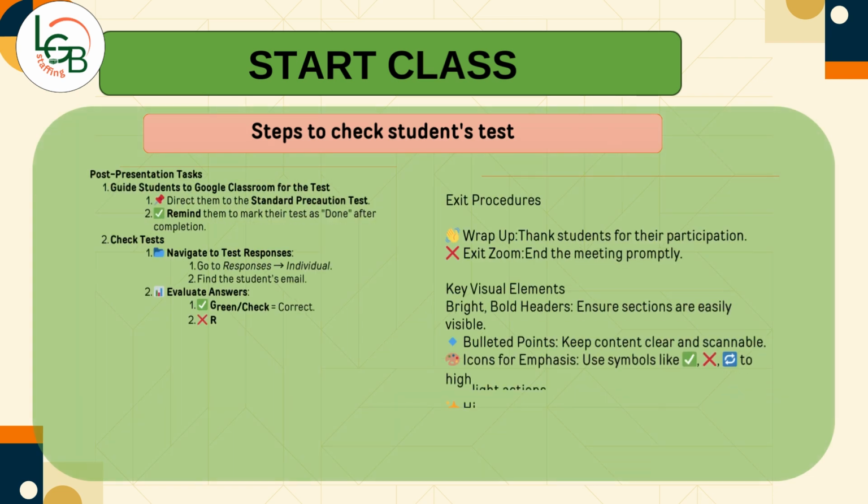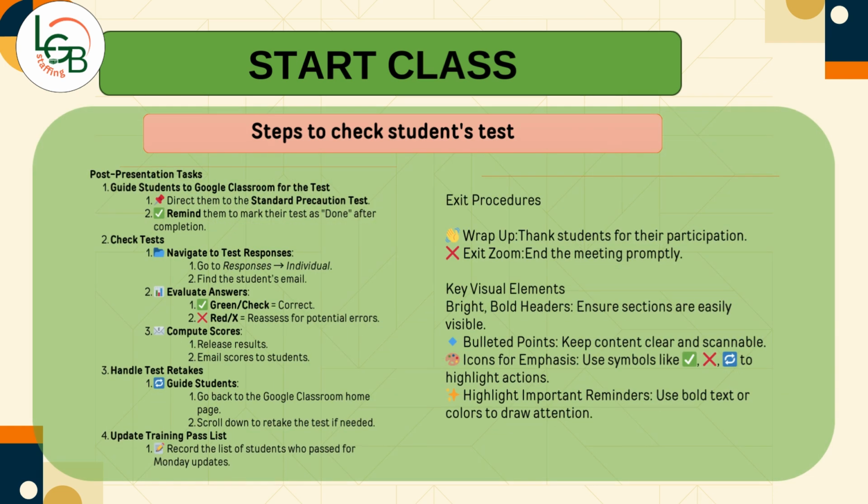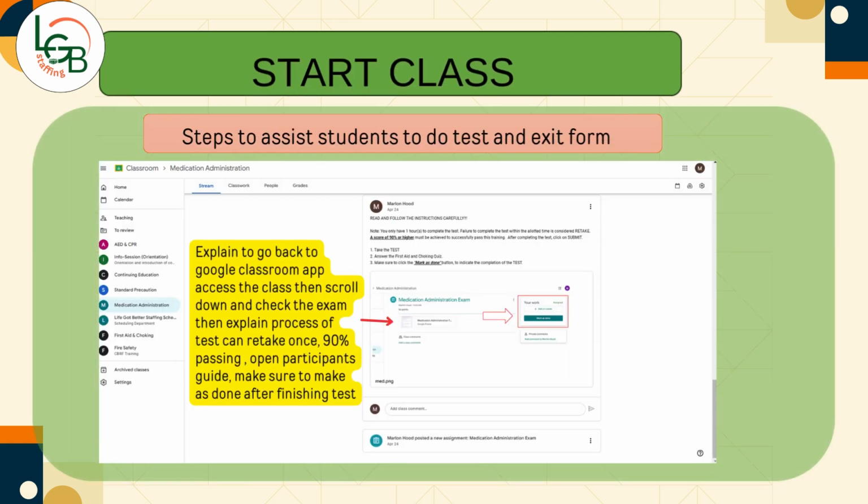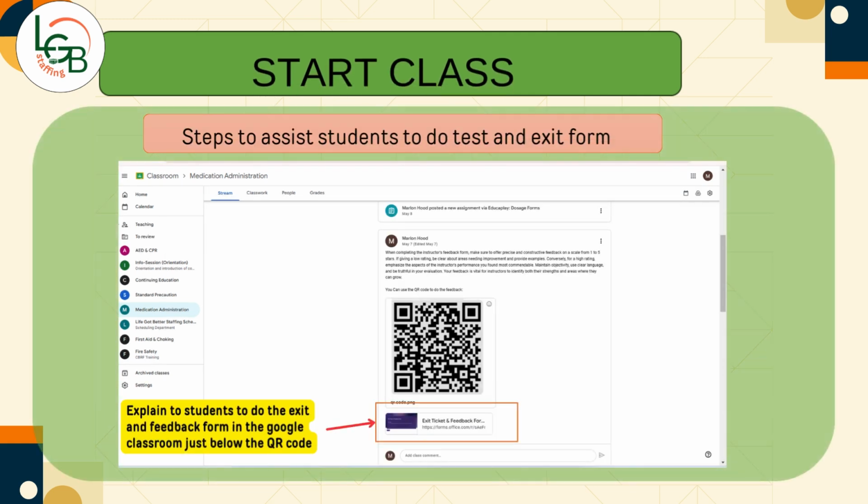Guide students to the Google Classroom test, review their responses, and release scores based on their performance. After the session, remind students to mark their test as done and, if necessary, retake it. Record scores for your training pass list. Explain the retake process to students. Emphasize the importance of marking the test as done upon completion.